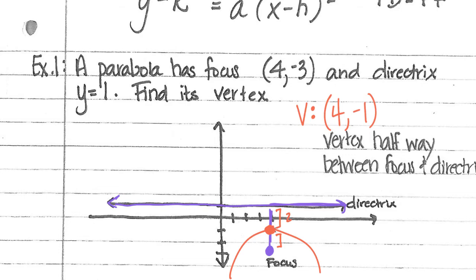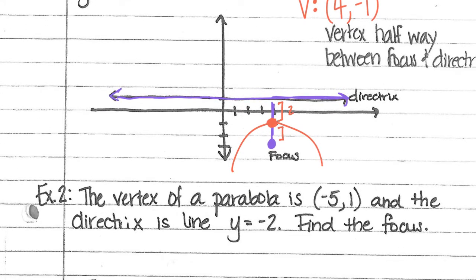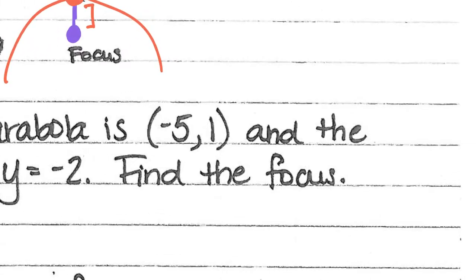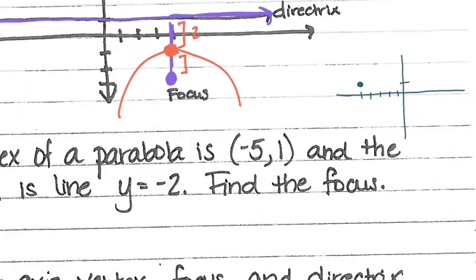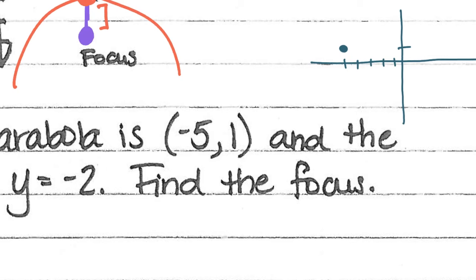All right, moving on to the next question. The vertex of a parabola is negative 5, 1, and the directrix is on the line y equals negative 2. So the first thing I always do is I draw things. So I'm going to draw it right up here. If I have negative 5, positive 1, they told us that was the vertex, and the directrix is at line y equals negative 2.